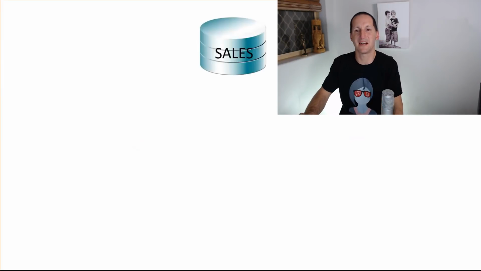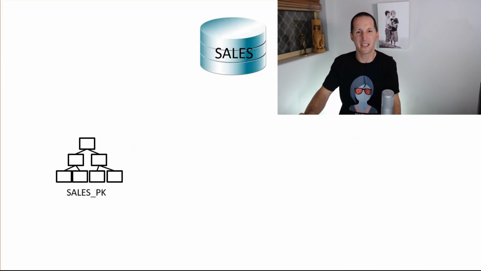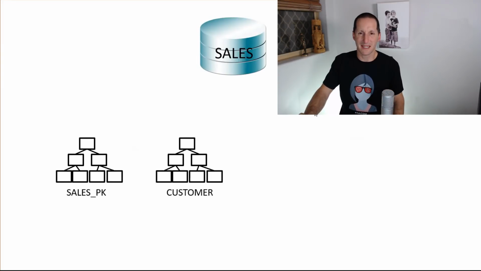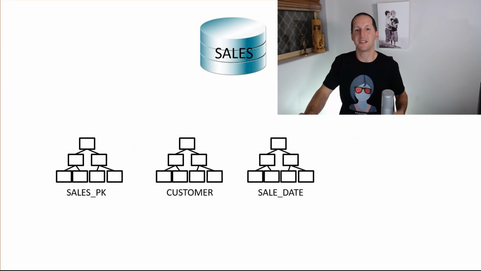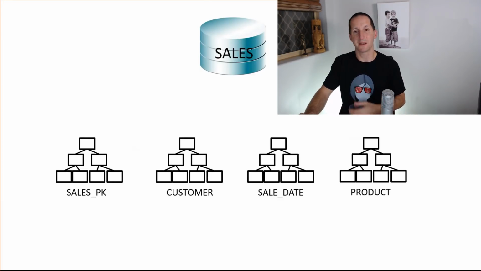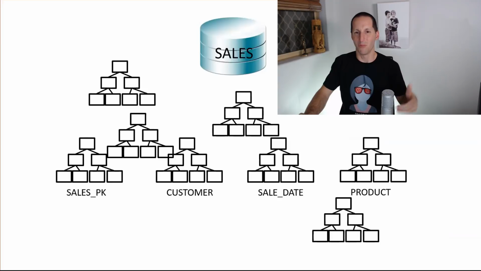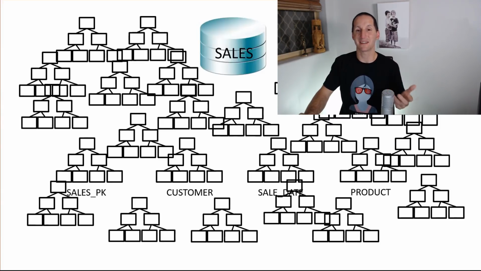You have a table called sales, and it's probably got a primary key, because most good tables have a primary key. But you might want to do queries by customer, so you'll have a customer index. Then you might want to query this week's sales, so you'll probably have a sales date index. You might want to query by product, and then you'll have a product index. You can see how these things occur. As each query requirement comes up, more and more indexes get created.